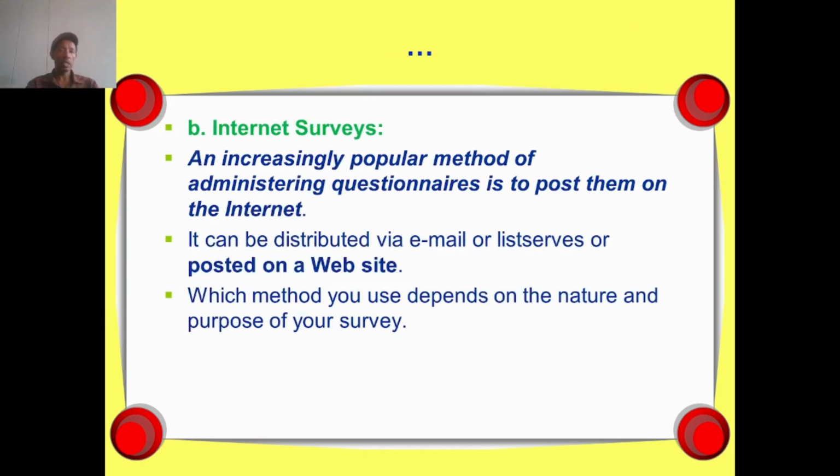The second one is internet surveys. An increasingly popular method of administering questionnaires is to post them on the internet. For instance, you can post your questionnaire on Facebook. It can be distributed through email or list servers or posted on a website. Which method you use depends on the nature and purpose of the study.